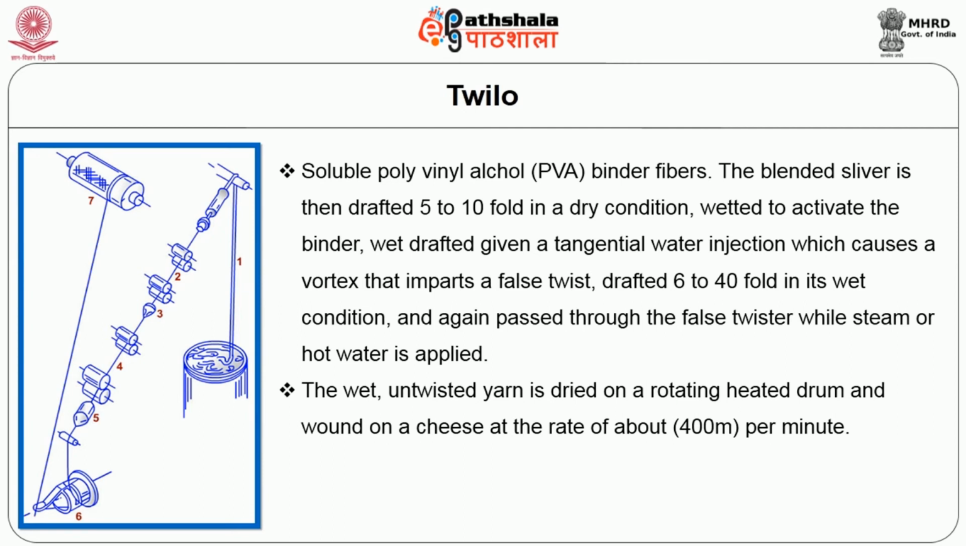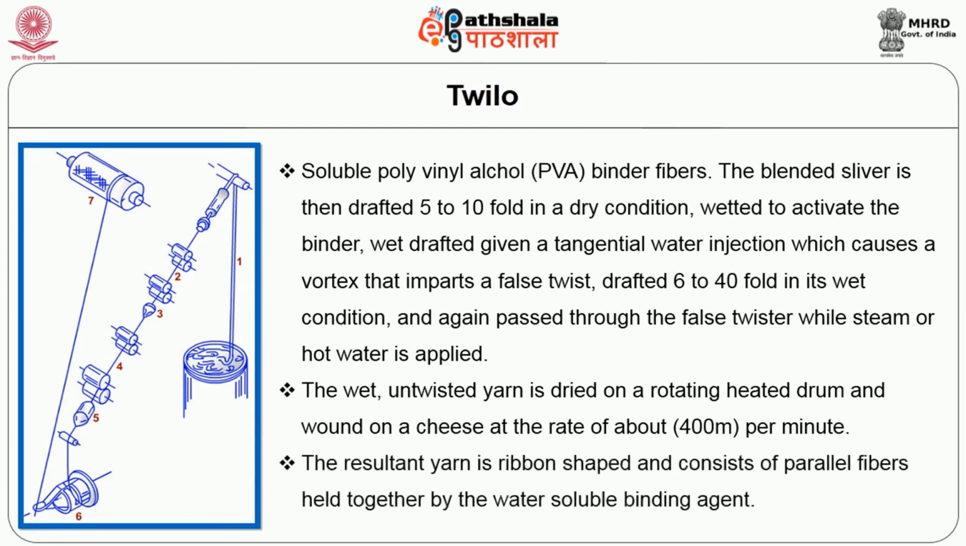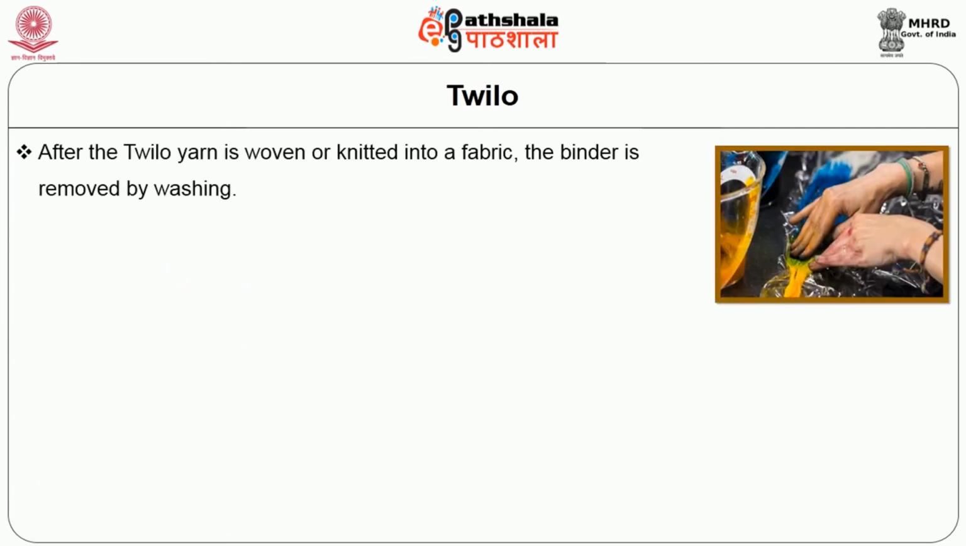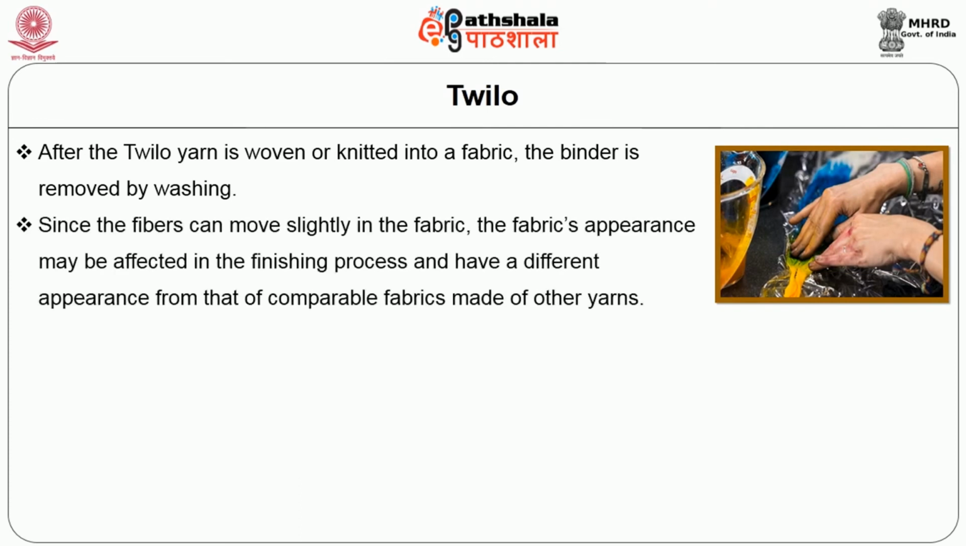The resultant yarn is ribbon shaped and consists of parallel fibers held together by a water-soluble binding agent. After the twistless yarn is woven or knitted into a fabric, the binder is removed by washing. Since the fibers can move slightly in the fabric, its appearance may be affected in the finishing process and may have a different appearance from that of comparable fabrics made of other yarns.